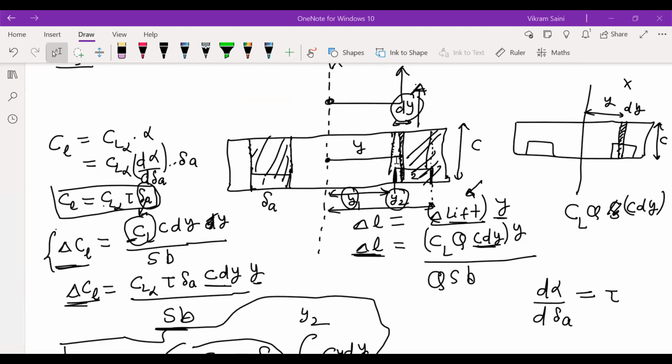Okay. So are we integrating the lift alone or a factor multiplied by y with the lift?